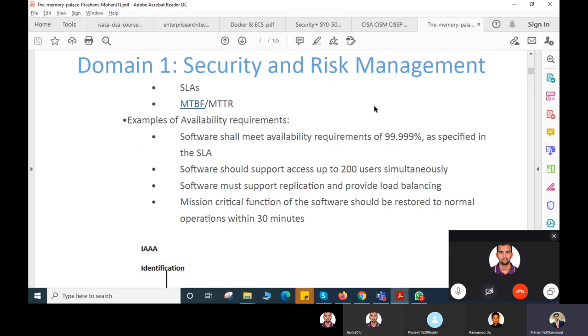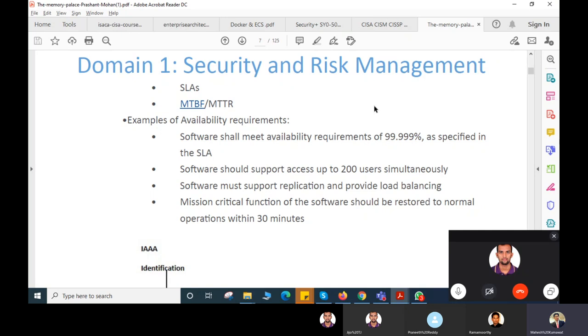Examples of availability requirements: the software shall meet the availability requirement of 99.9% as specified in the SLA. If you're working in a company like a banking sector, insurance, or aviation industry, they require your data availability at 99.9%. For this, you should have SLAs, service level agreements, with the different vendors and suppliers.